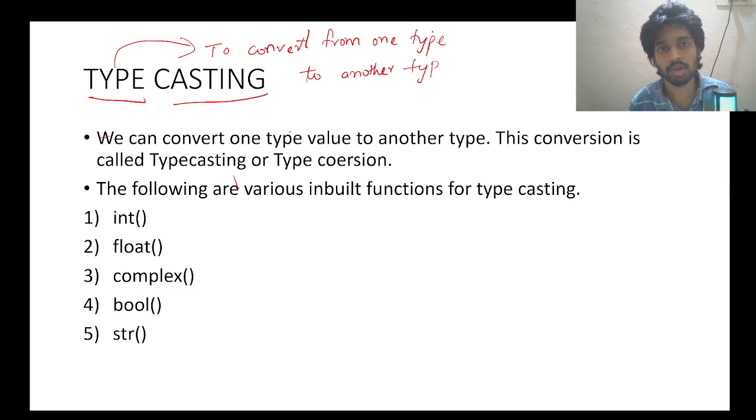From one type to another type. We can convert one type value into another type. This conversion is called typecasting or type conversion. The following are the various inbuilt functions for typecasting. This integer function is used to convert any other type to integer type. This is used to convert to float type. This is used to convert to complex type. This is used to convert to Boolean type. This is used to convert to string type.